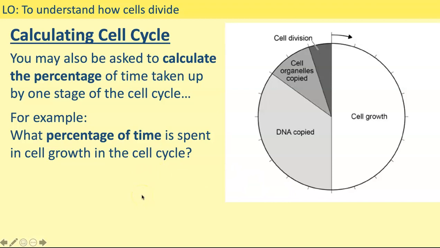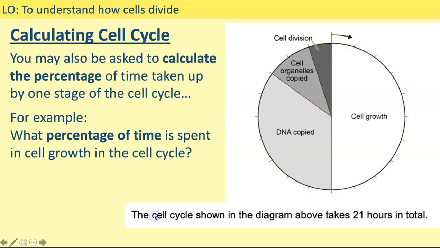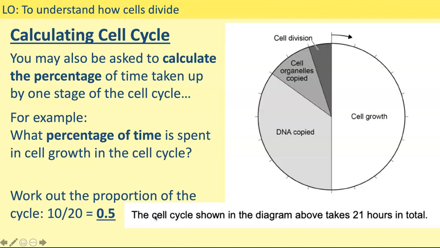You might also be asked to calculate percentages of the time taken up by one stage of the cell cycle. So for example, for this question, what percentage of the cycle is spent in cell growth? We would look at how we can work this out. So we're going to look at these increments. Cell growth takes up 10 out of a total of 20 increments here. So we're going to do 10 divided by 20, that gives us 0.5. To work out the percentage, we're going to times that by 100.